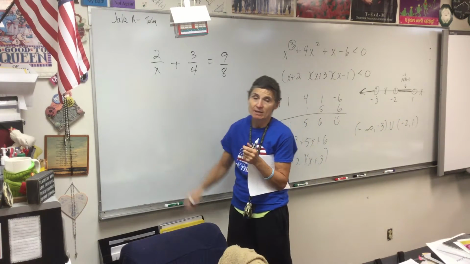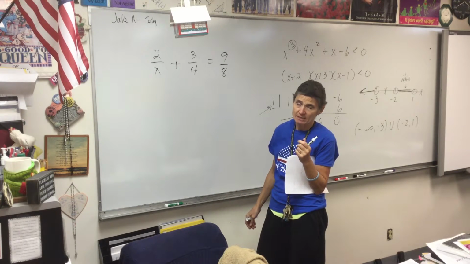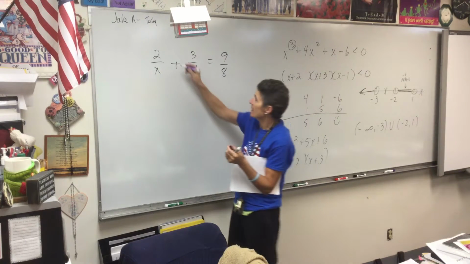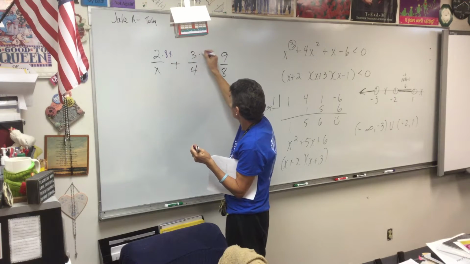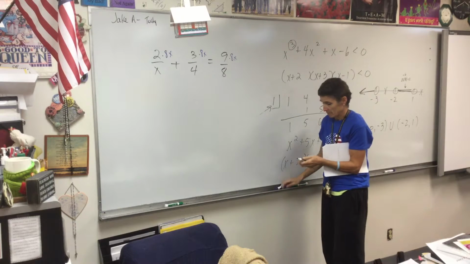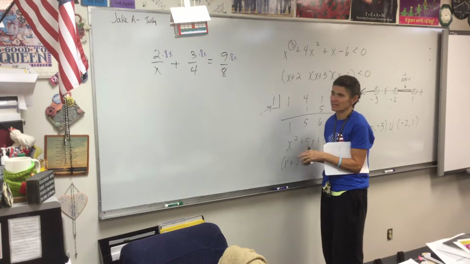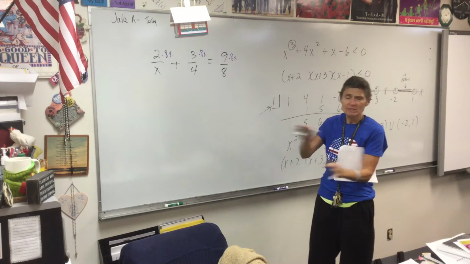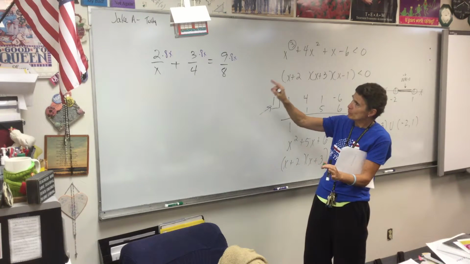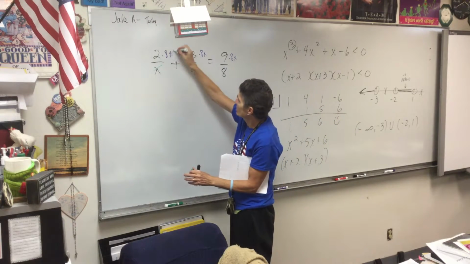What am I going to multiply by to get rid of these denominators? I have an 8, a 4, and an x. What will clear them all out? Lots of things, but the easiest thing is 8x. So I'm going to multiply everything by 8x. And before I do anything else, some of you get crazy and start doing weird stuff. Don't, stop. After you've multiplied everything by 8x, cancel.